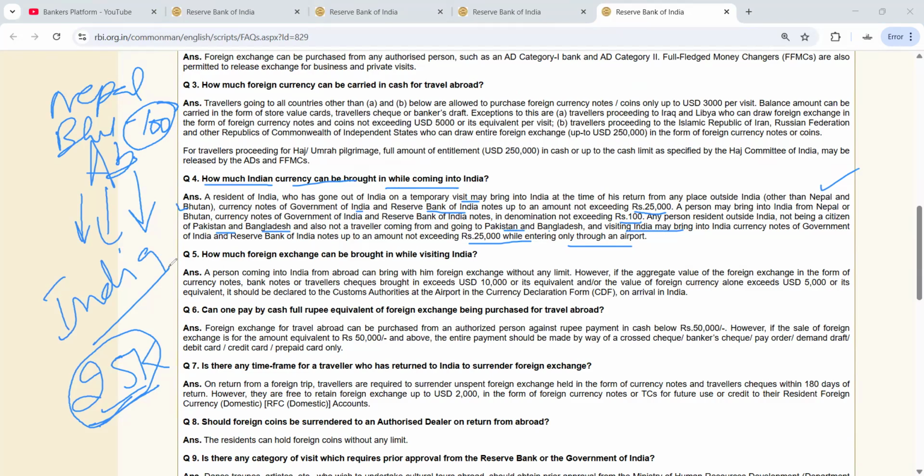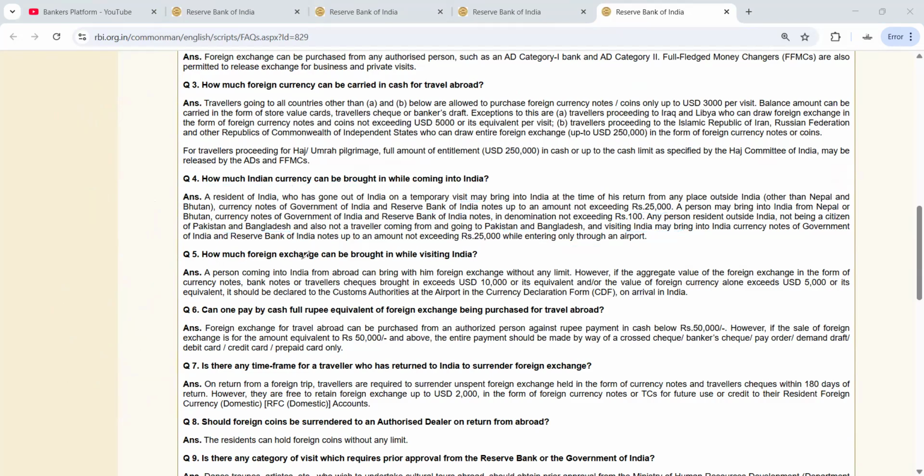Okay, let's see next. How much foreign exchange can be brought in while visiting India? So while visiting India, how much can they bring? Okay, this was for coming into India. This is only for visiting purposes. So a person coming into India from abroad can bring with him foreign exchange without any limit.